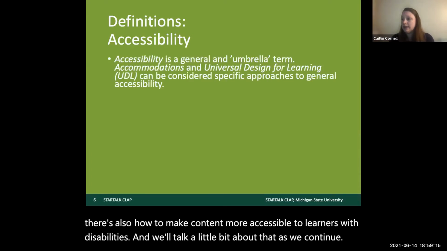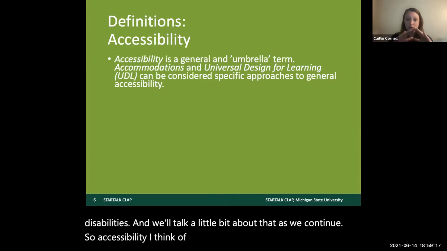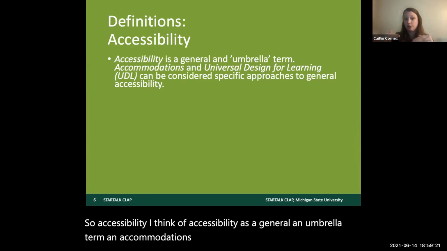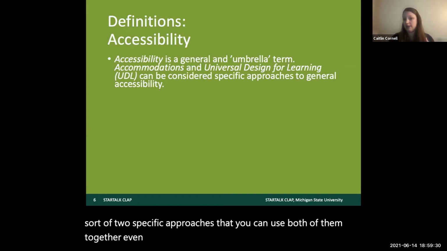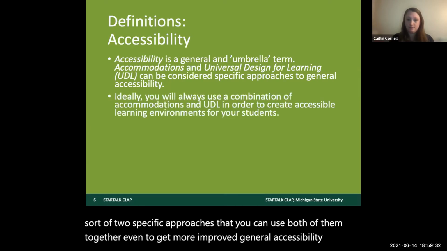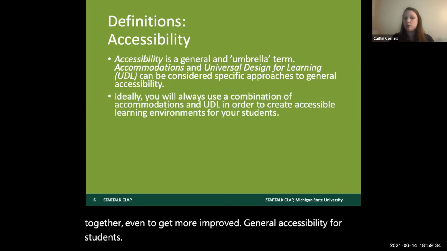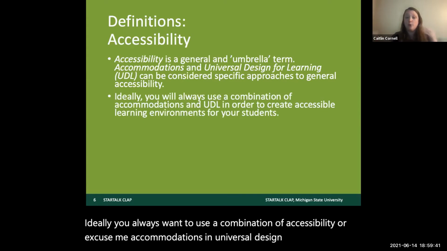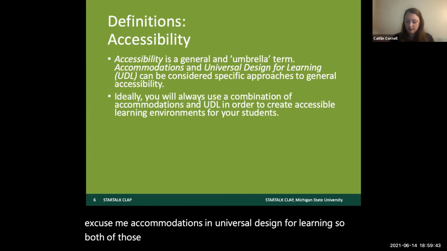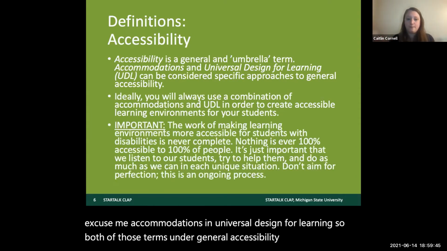So I think of accessibility as a general umbrella term, and accommodations and universal design for learning are two specific approaches that you can use, both of them together even, to get improved general accessibility for students. Ideally, you always want to use a combination of accommodations and universal design for learning. So both of those terms under general accessibility, and I'll explain why.